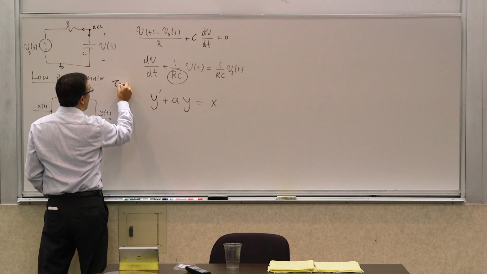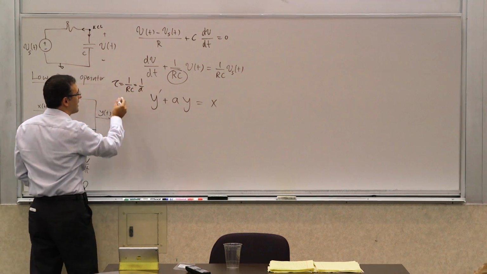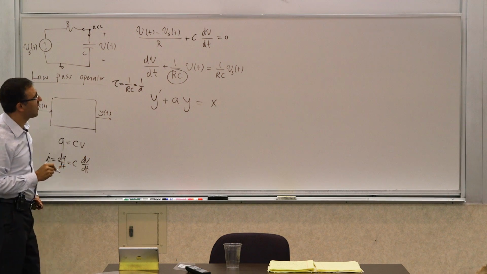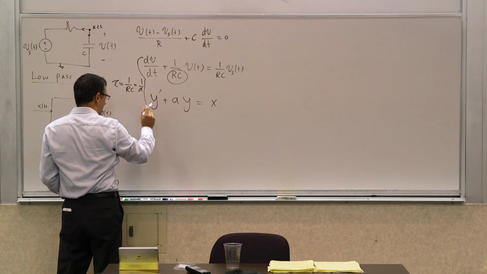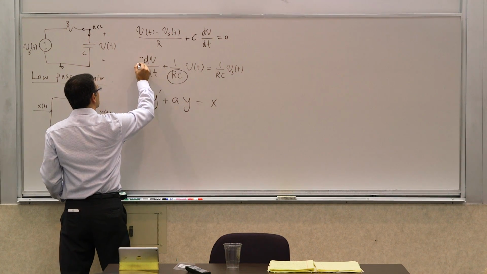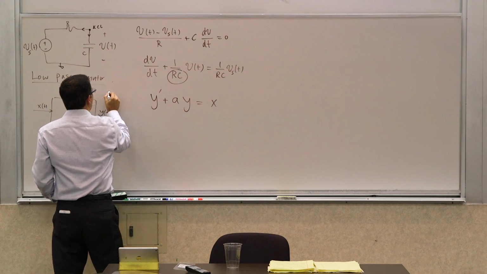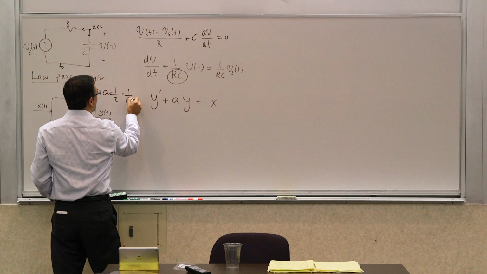So we showed it as tau equals 1 over RC. In this case, it's going to be 1 over A, or A is 1 over tau. Just a constant. A is a constant. So these are two different ways of showing it. One is more related to the physical parameters, and the other one is more purely mathematical form.